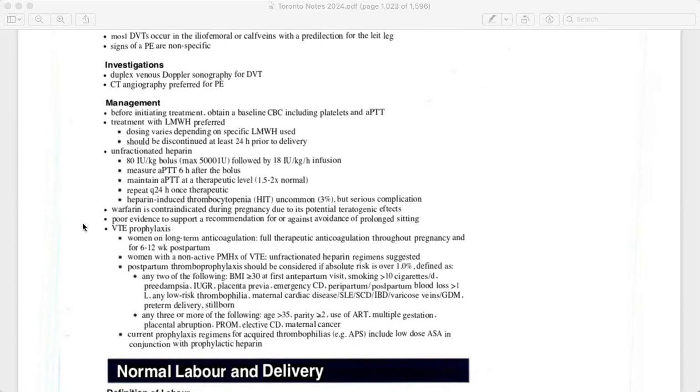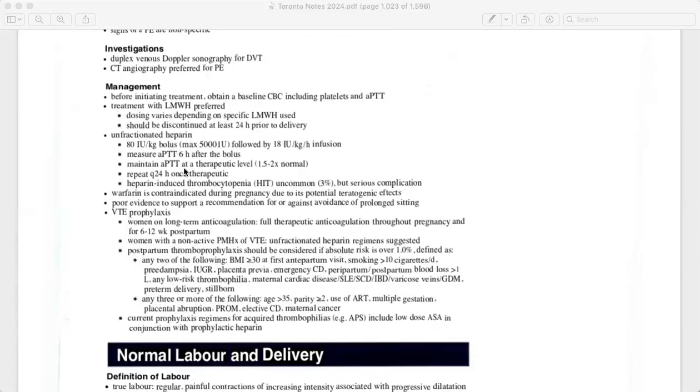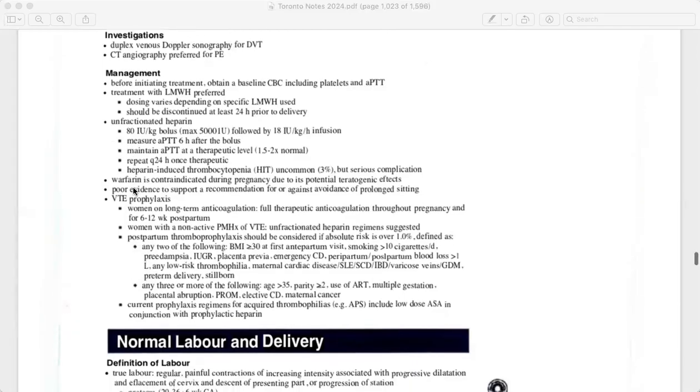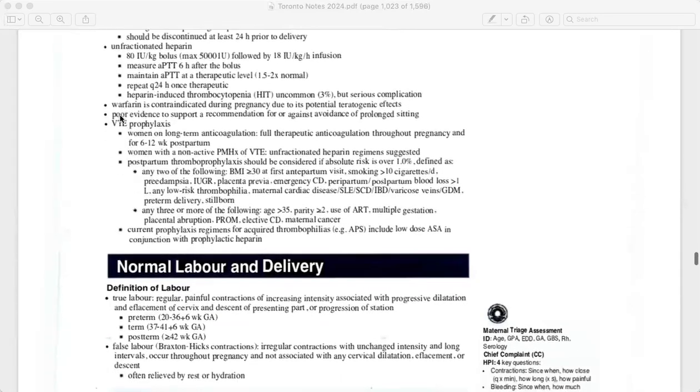Then unfractionated heparin can be given, but you need to watch, as it can lead to heparin induced thrombocytopenia. So repeat every 24 hours once therapeutic. So just keep on repeating. The preferred one is low molecular weight heparin, so you can just stick with that one. If it's not in the options, then you can choose unfractionated heparin. Warfarin is contraindicated as it can lead to teratogenic effects.